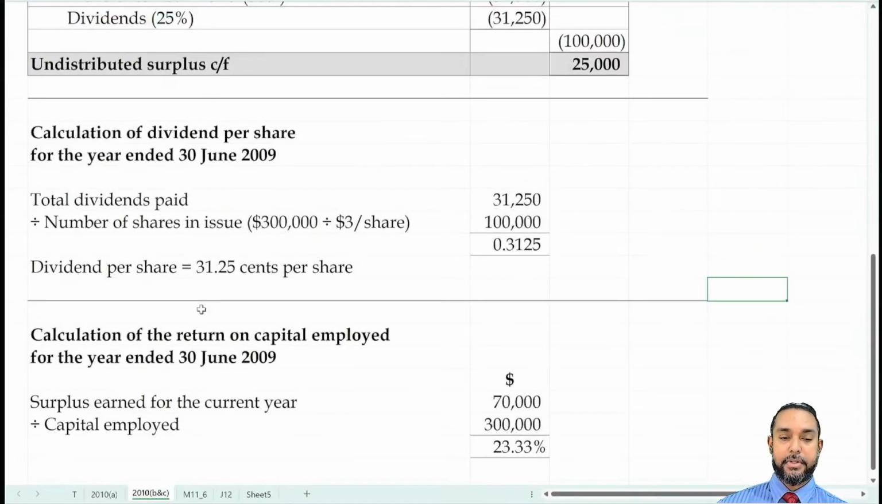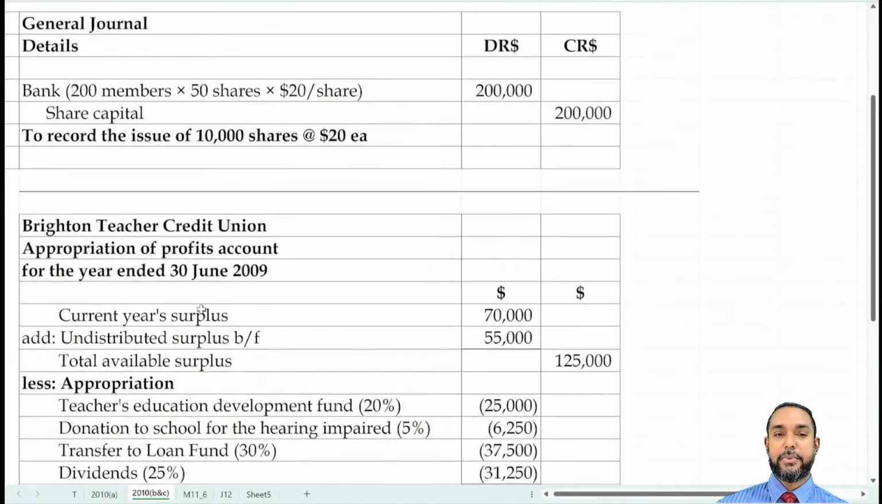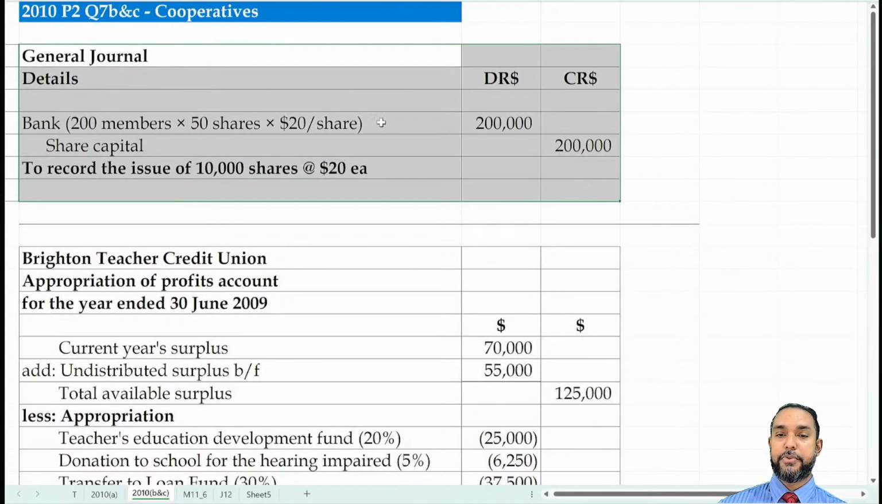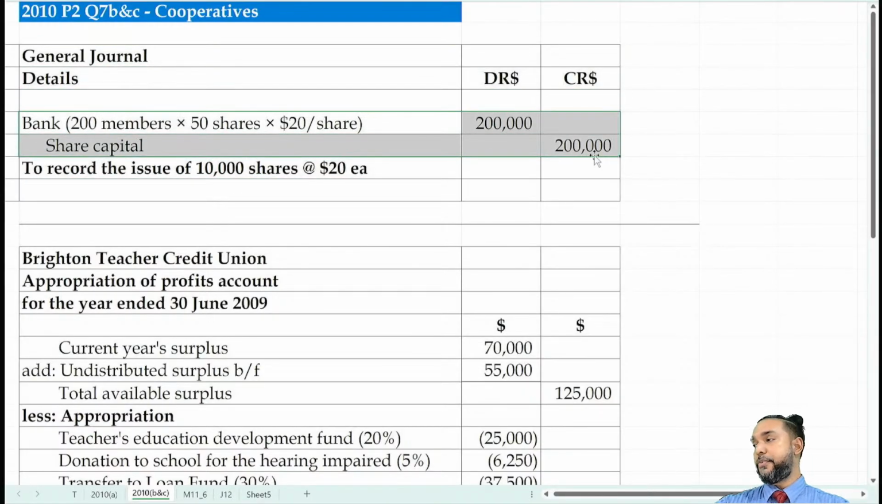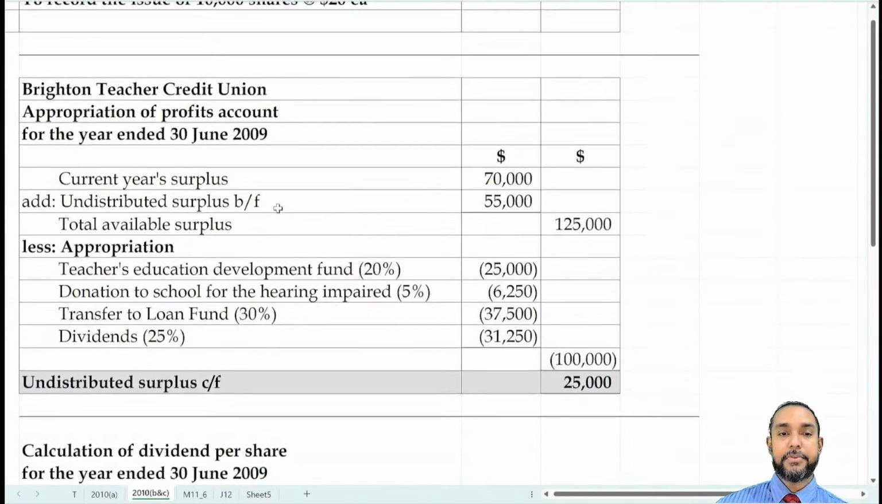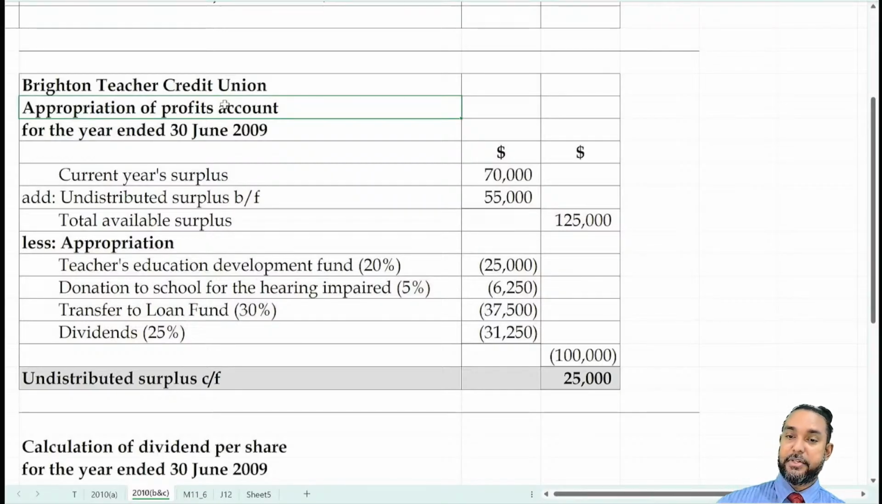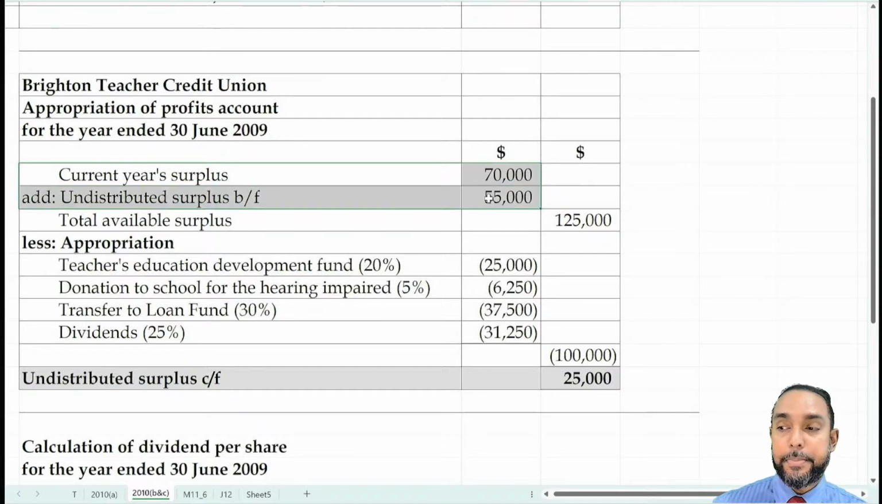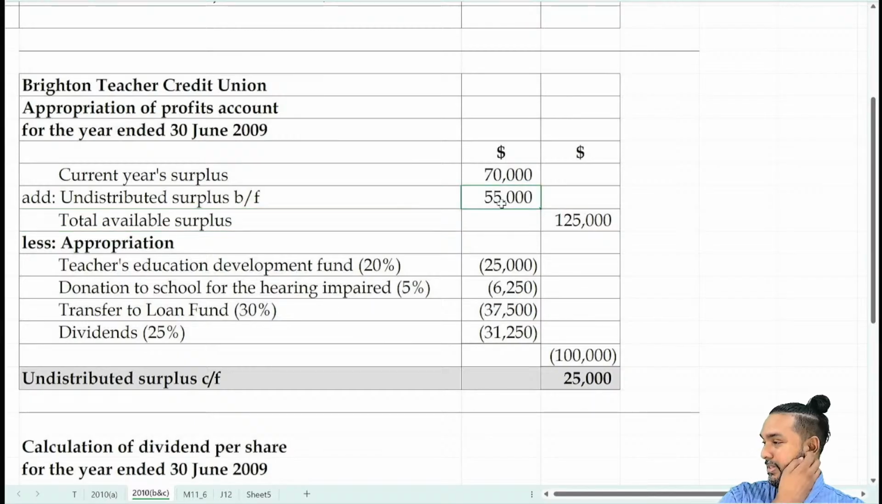So we did the 2010 question. As you can see, we have some journal entries to record the issue of shares, share capital, and the subsequent receipt of share capital. We have little calculations to do sometimes. We also have the appropriation account, which in this case they call the appropriation of profits account. So we had this thing called surplus. Surplus is what they call their profit, although as the name of the statement implies, it says appropriation of profits. To me, there's a bit of an inconsistency with respect to the labeling of these things, but we'll let it slide for now.